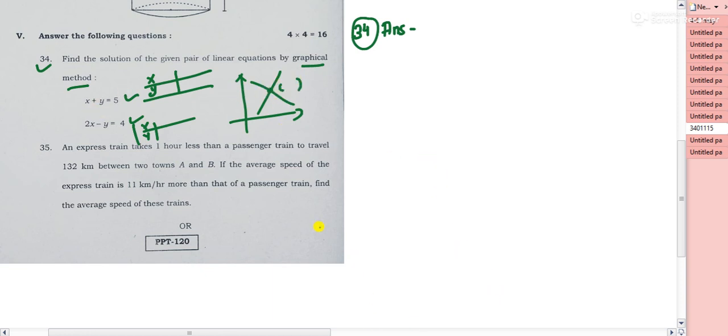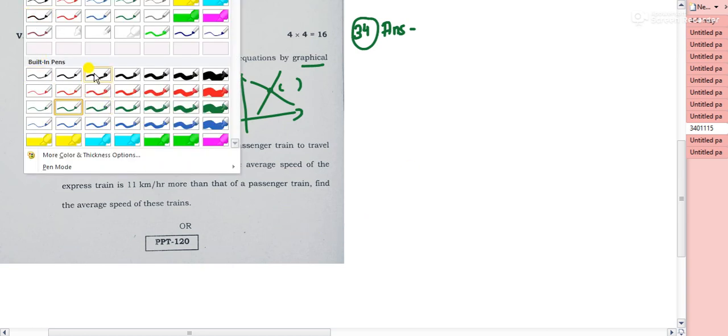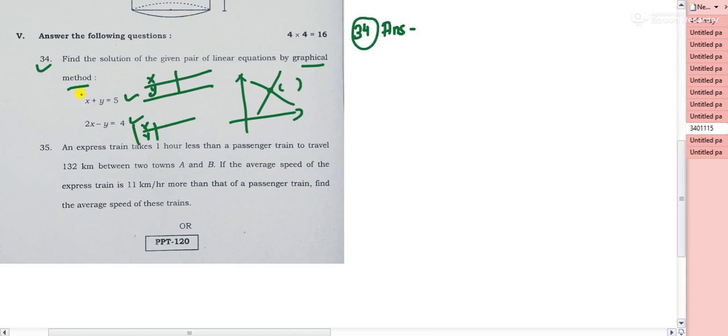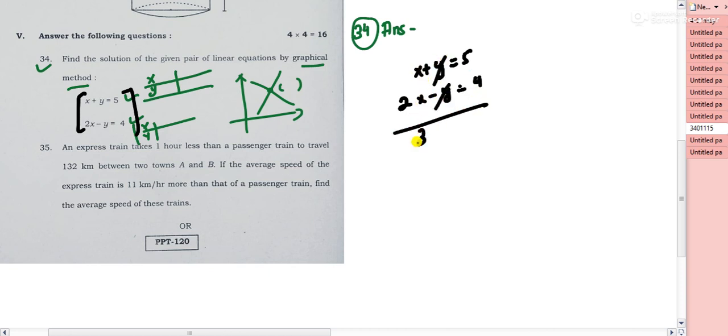But I will tell you a trick. See what you can do in rough work, not in your final exam. You just need to find these values using any of the elimination or substitution methods. Why, I will tell you. See, if you solve x plus y is equal to 5 and 2x minus y is equal to 4, on the elimination method, by adding these two, you'll get 3x which is equal to 9. So x is equal to 9 by 3, and this is 3.